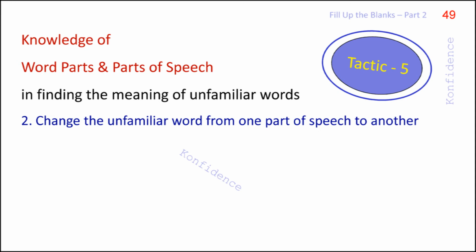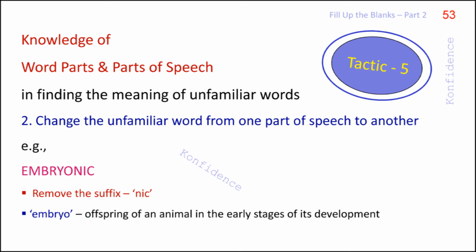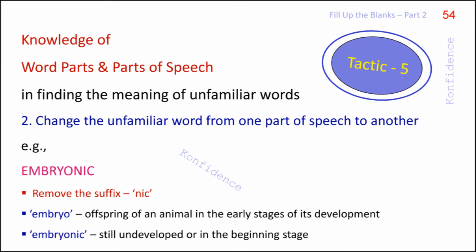The second approach is to change the unfamiliar word from one part of speech to another. A word in adjective form may be unfamiliar, but its noun form may be familiar. Let us see this word, embryonic. It is an adjective and it's not very familiar. Let us remove the suffix nic, N-I-C. The word becomes a noun, embryo, which is a familiar word. The word embryo means offspring of an animal in the early stages of its development. So, embryonic means still undeveloped or in the beginning stage.